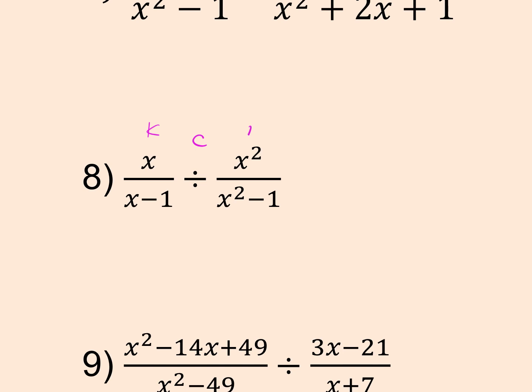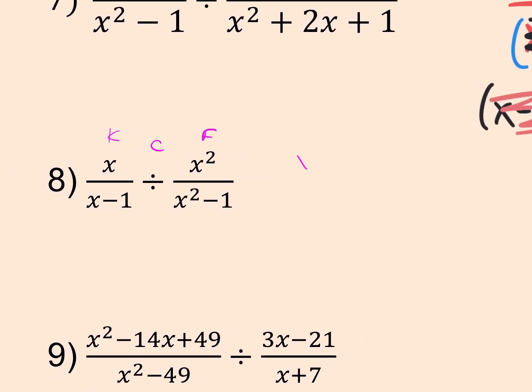Keep, change, flip. So you're going to keep x over x minus 1. I said the other day it might be helpful for you to put your binomials or trinomials in parentheses so you see, okay, this is what has to be the same. I just can't cross off x's. I'm going to change my division sign to multiplication. And then this becomes x squared minus 1 over x squared.